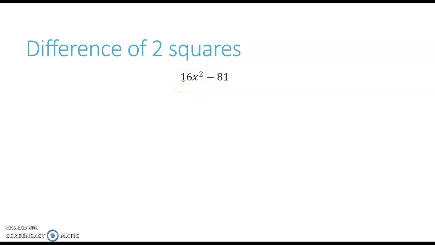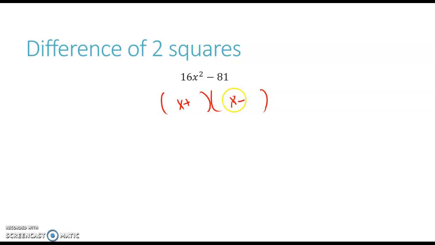Difference of two squares. Again, is it a binomial? Yes. Are they subtracting? Yes. Are they both perfect squares? We've got 16 and 81. The answer is yes. So this is how I do these. 2 sets of parentheses, 1 plus, 1 minus. I know I'm going to have an x, or whatever my variable is. In this case, it is x.